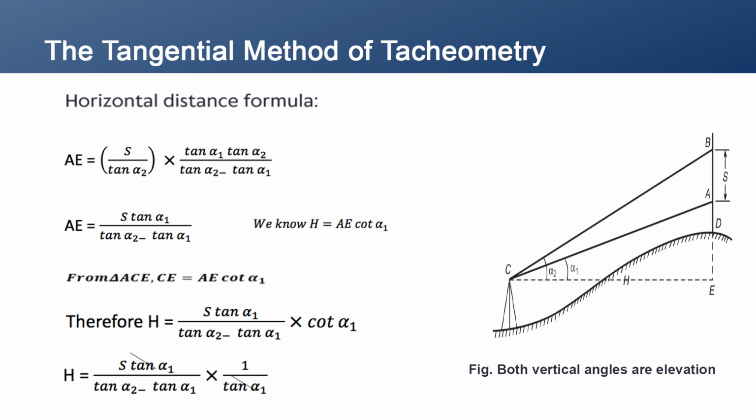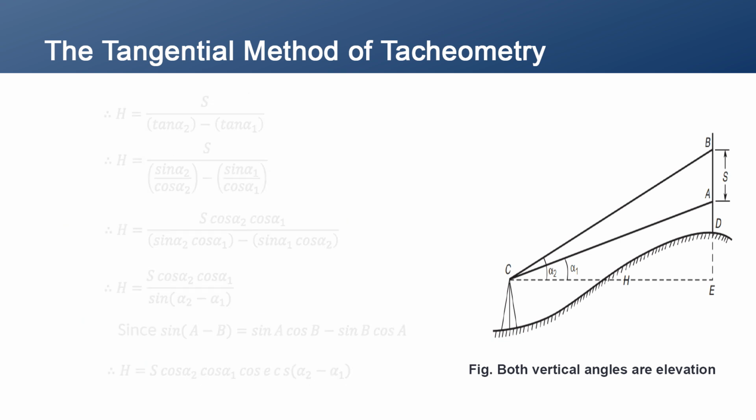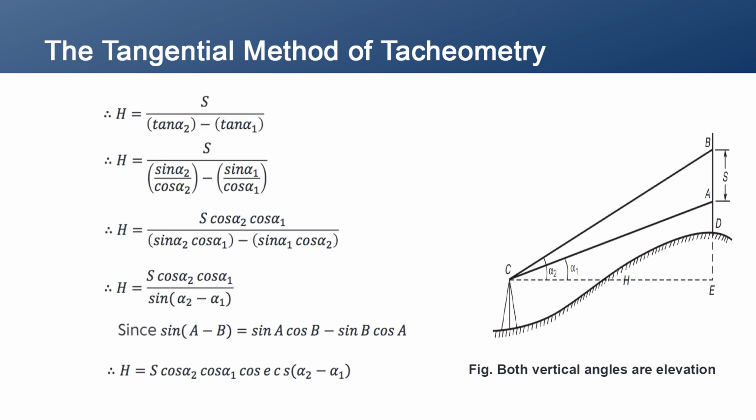We know H is equal to AE cot alpha 1 from the triangle ACE, and therefore H is equal to S tan alpha 1 by (tan alpha 2 minus tan alpha 1) into cot alpha 1. Now, after substituting cot alpha 1 by 1 by tan alpha 1 and cancelling this tan alpha 1, we arrive at the equation H is equal to S by (tan alpha 2 minus tan alpha 1).